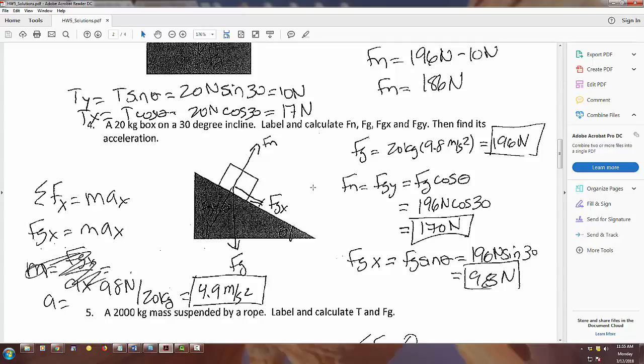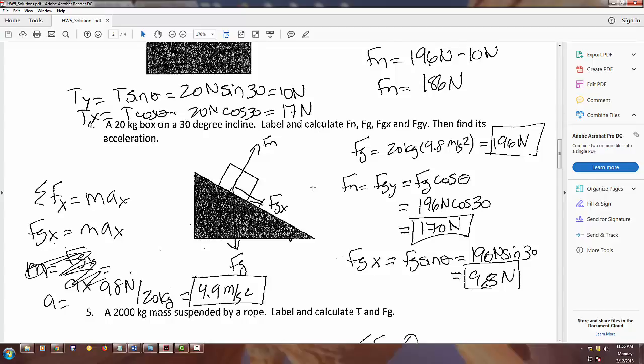So the normal force is equal to Fgy, and in your notes and in your book, the formula is given as Fg cosine theta for Fgy. So that would be 196 times the cosine of 30, which is 170 newtons. So the normal force on this box, on the incline, is only 170 newtons.